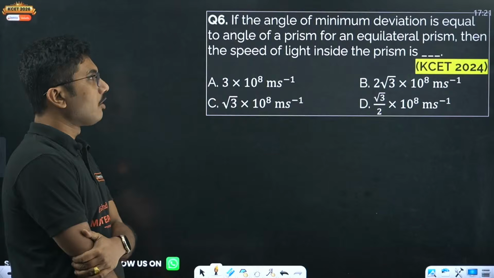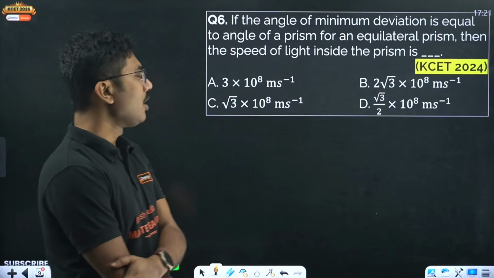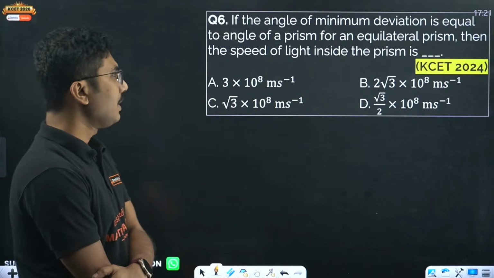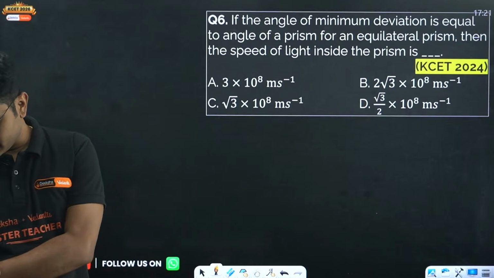Now let's move on to the next question. If the angle of minimum deviation is equal to the angle of the prism for an equilateral prism, then what is the speed of light inside the prism? Very interesting question.